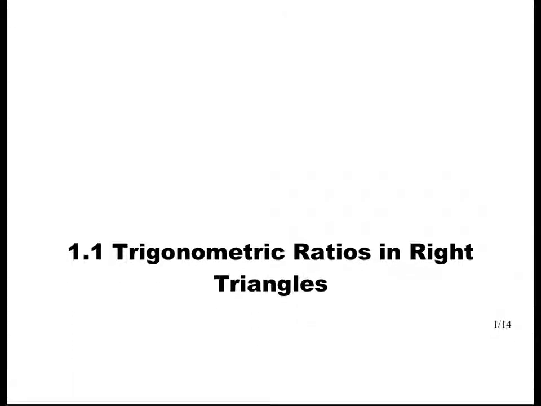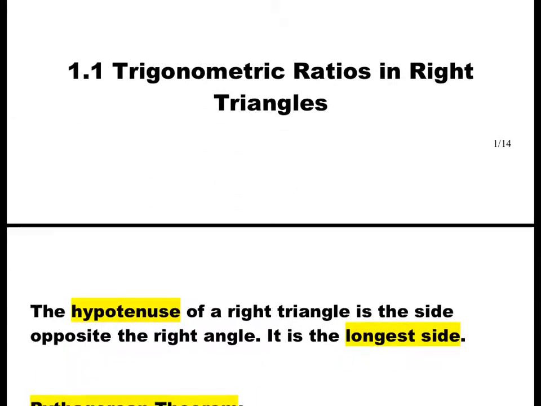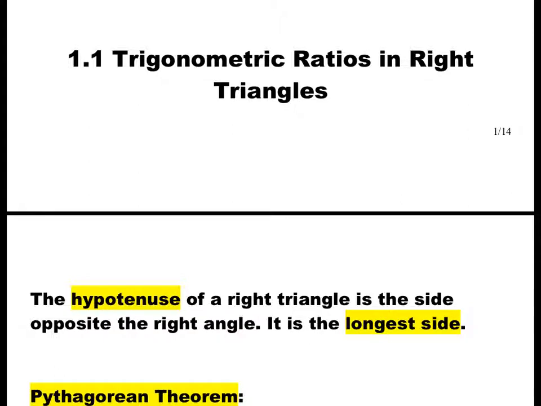Okay, now we are going to start talking about the trig, but first we are going to talk about the trigonometric ratios in a right triangle. Just a couple of definitions. Remember, the hypotenuse in a right triangle is the side which is opposite to the right angle. And in a right triangle, the longest side is always the hypotenuse.